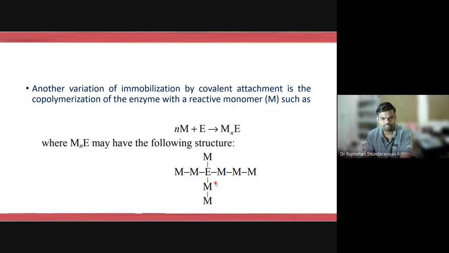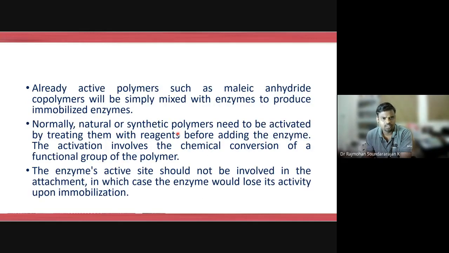Okay, that means it is repeated. This unit is repeated n times. Okay, that's why we write n here. So already active polymers such as maleic anhydride copolymers will simply be mixed with the enzyme to produce immobilized enzyme. So simple mixing will form such type of immobilized enzyme under suitable conditions. It's not that you mix roughly at room conditions, dry mixing.